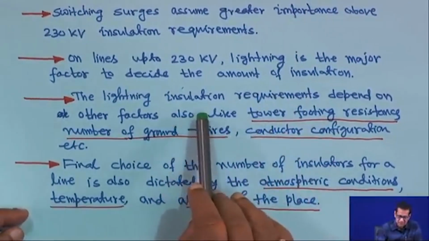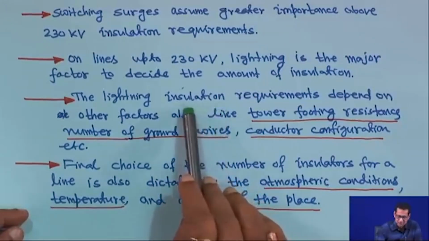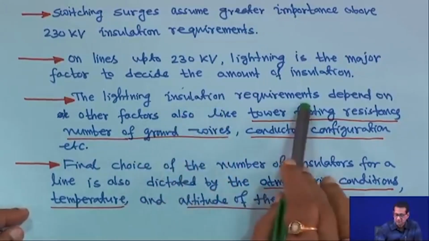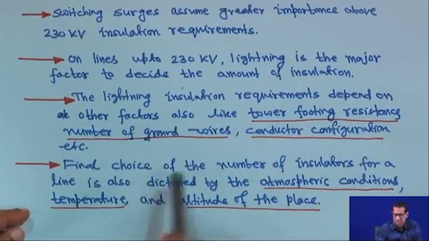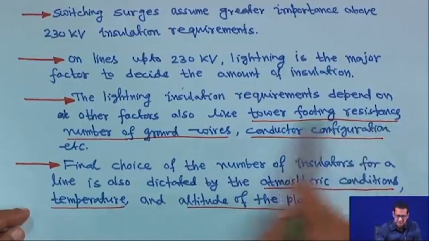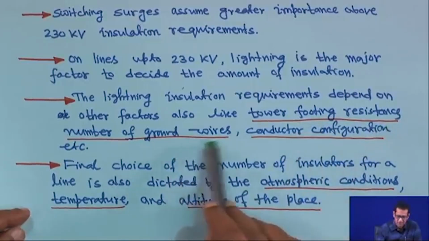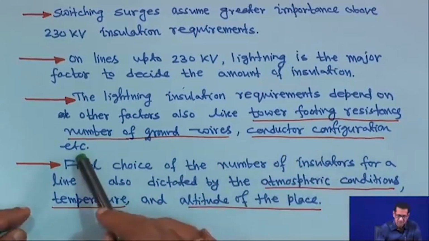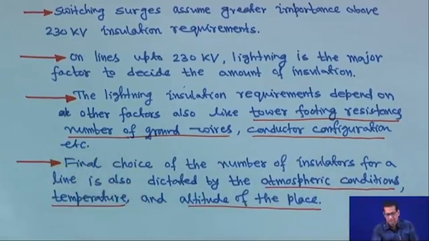Then lightning insulation requirements depend on other factors also, like tower footing resistance, the number of ground wires, and conductor configuration. Grounding is another important factor. So, lightning surge is a very important phenomenon in power systems.